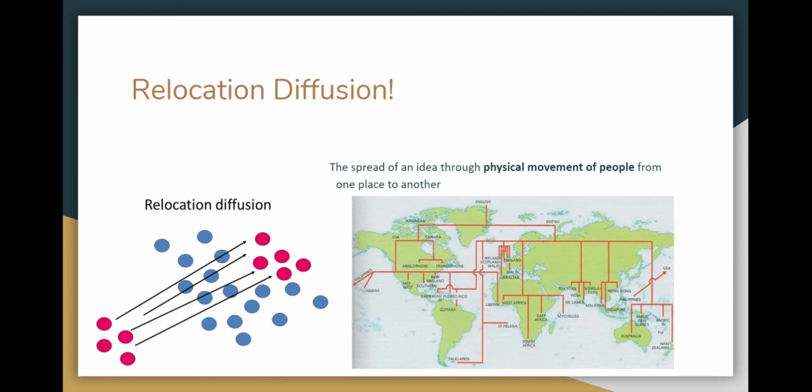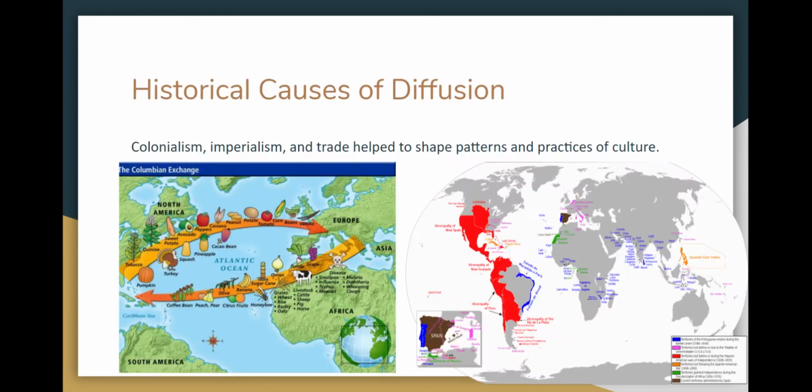In this map, you can see the spread of English and all the different places in the world where English spread to. So relocation diffusion is highly associated with a couple different things. Trade is probably the first one. As economic goods are traded back and forth, new people obviously have interactions with each other, and we have the spread of culture.